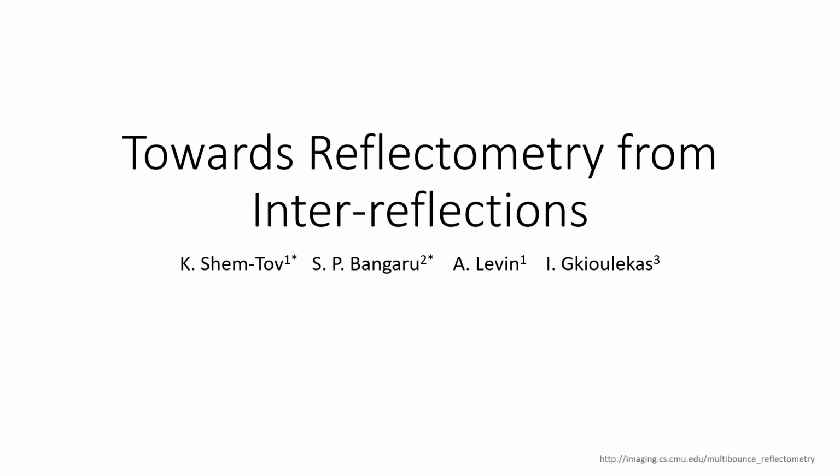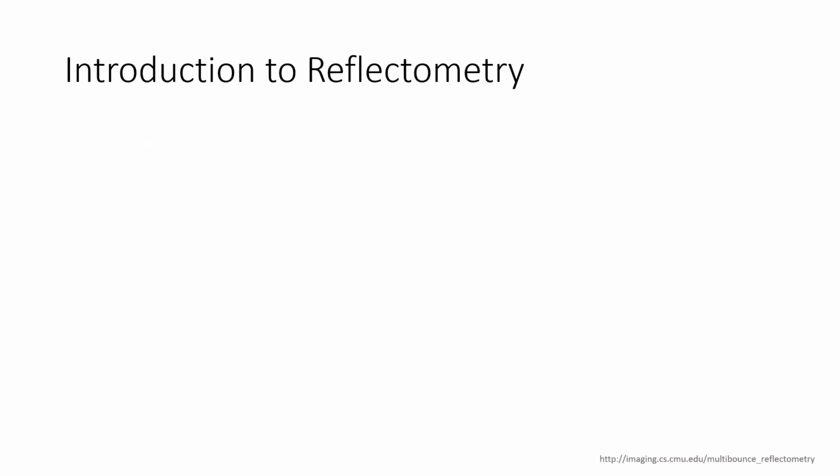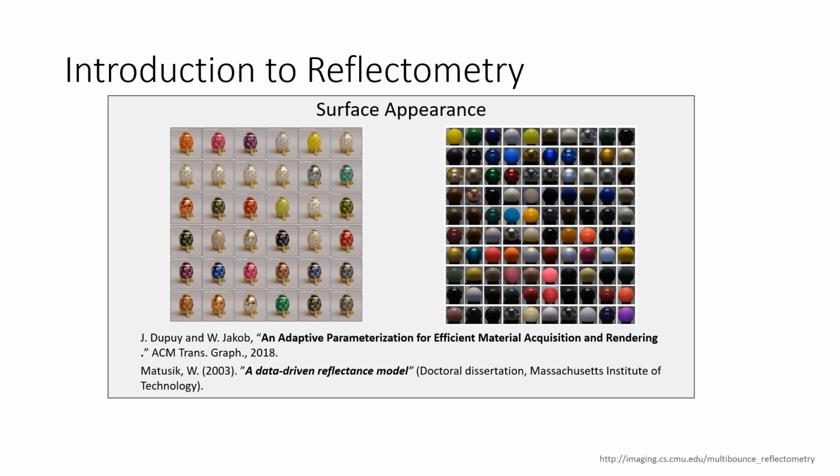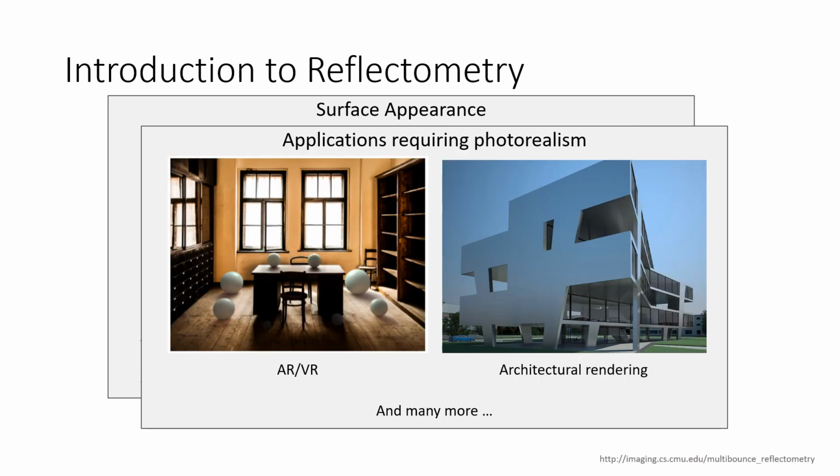Hello everyone. I will now present our work on how interreflections can be helpful for reflectometry. By reflectometry, we refer to the process of acquiring the reflectance properties of real-world materials as represented by their bidirectional reflectance distribution function. These measured BRDFs can facilitate a variety of applications such as interior decor, industrial design, VR, and AR, where there is an increasing demand for photorealism.